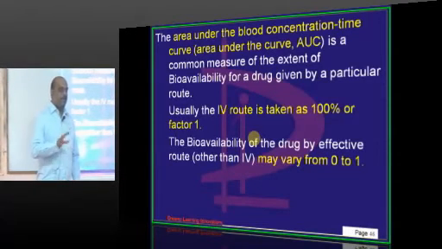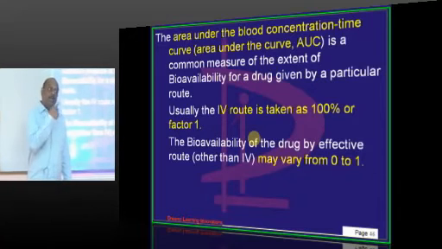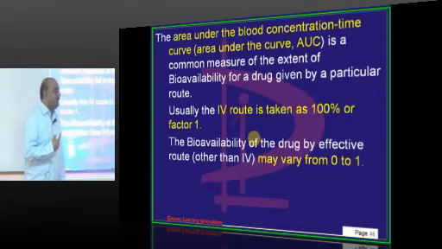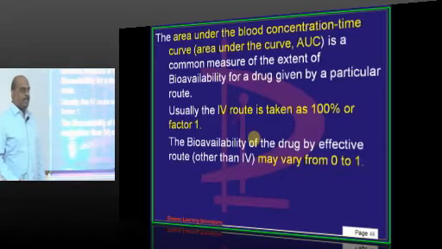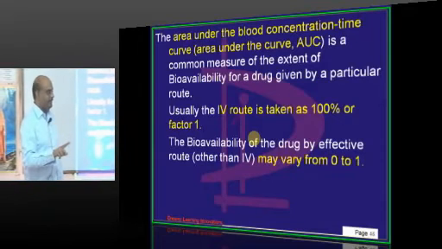In certain routes of administration you may have ultimately 0% of the drug reaching systemic circulation. For example, you take an asthmatic drug, it is a local bronchodilator of the bronchi. Will it go into systemic circulation? It won't go at all into systemic circulation. So its systemic circulation reach is 0.